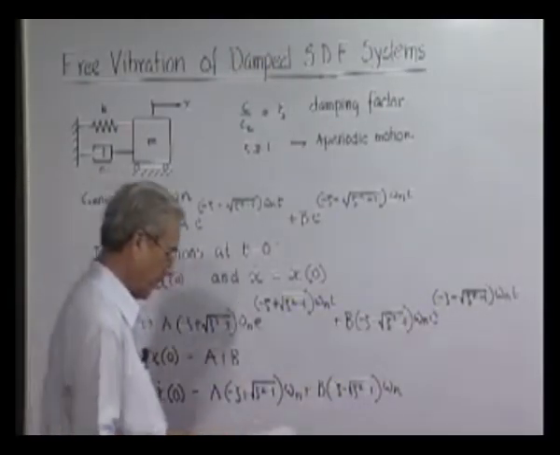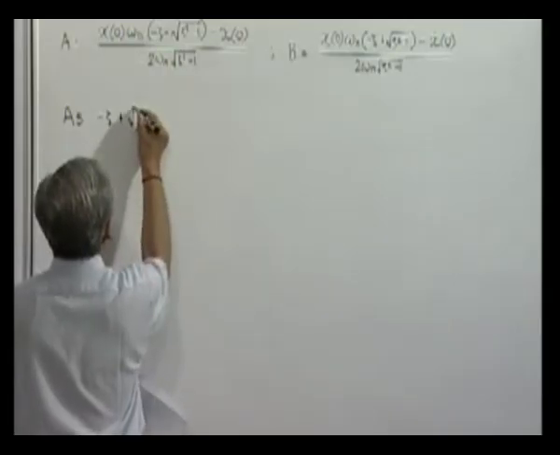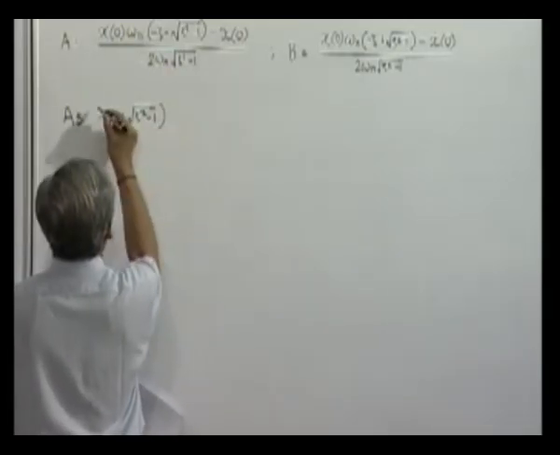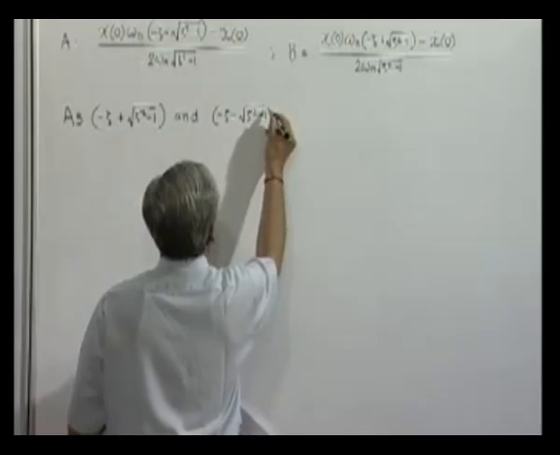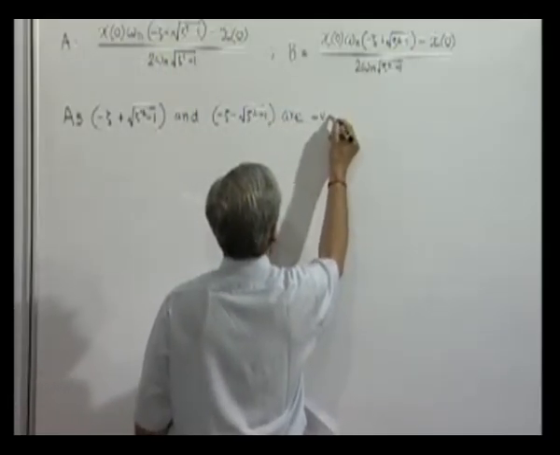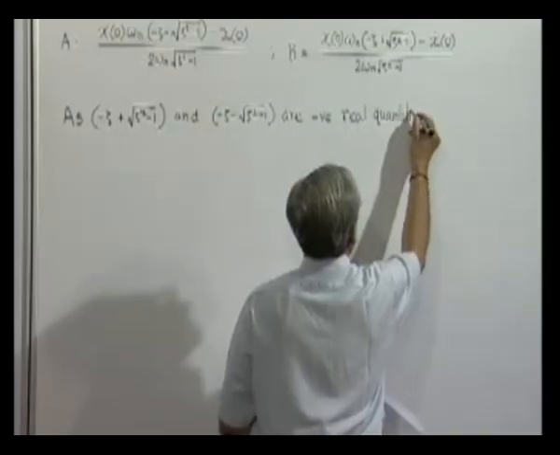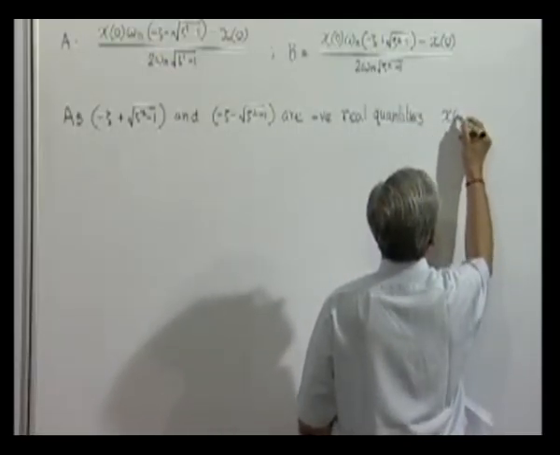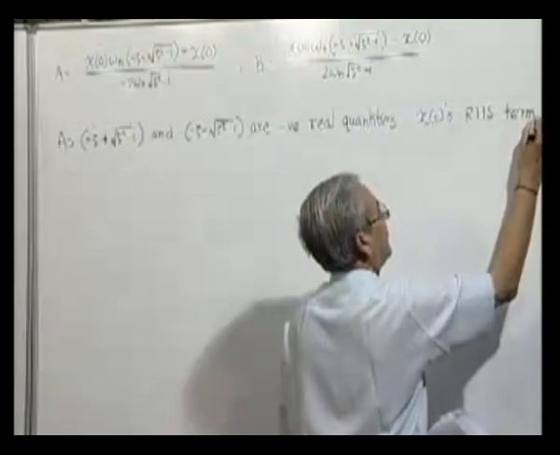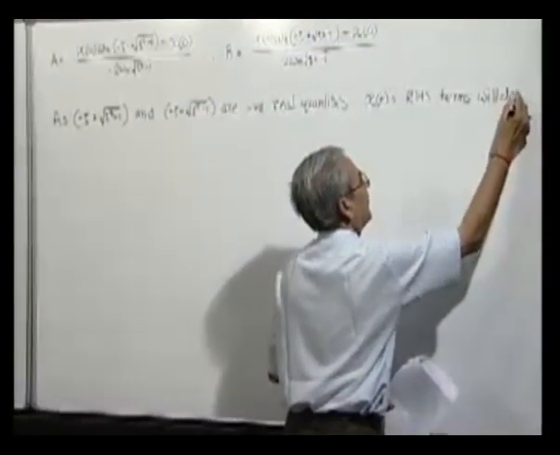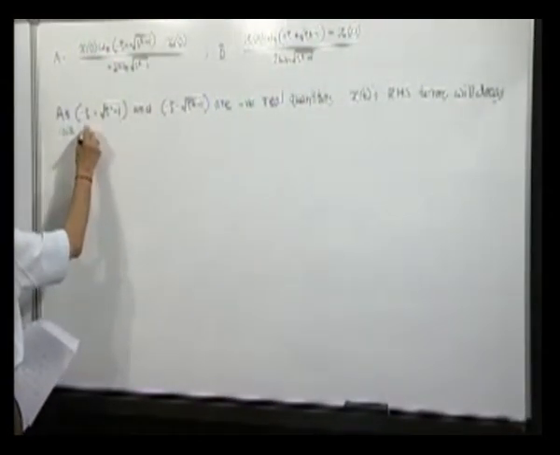The question is, as minus zeta plus square root of zeta square minus 1, and minus zeta minus square root of zeta square minus 1, are negative real quantities, this is fine.